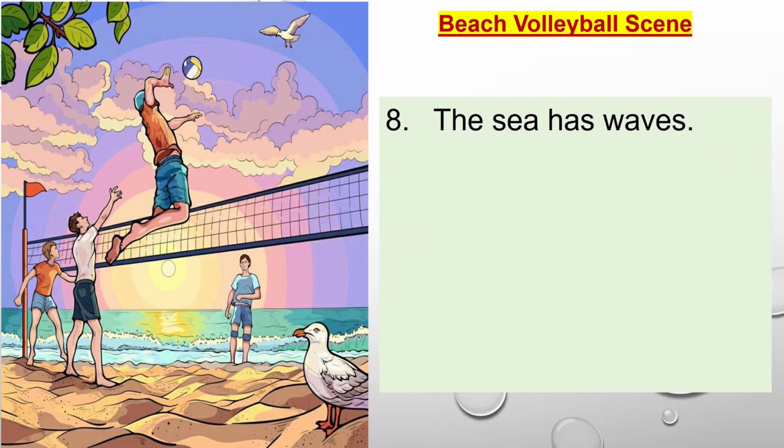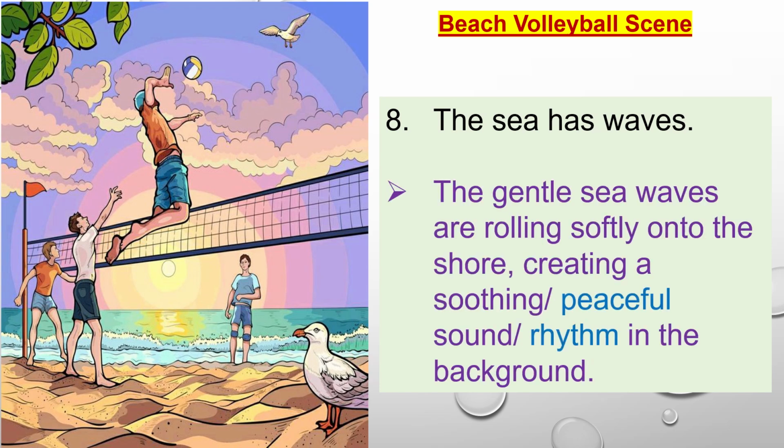Next sentence. The sea has waves. Now, what you can write in this, we use sound words and adverbs like gently, softly, because of the sound that we can listen. So the gentle sea waves are rolling softly onto the shore, creating a soothing, or we can write peaceful sound in the background. So in place of sound, we can also use rich vocabulary like rhythm in the background. So this simple sentence, the sea has waves, we can write with vivid detail: the gentle sea waves are rolling softly onto the shore, creating a soothing sound in the background.